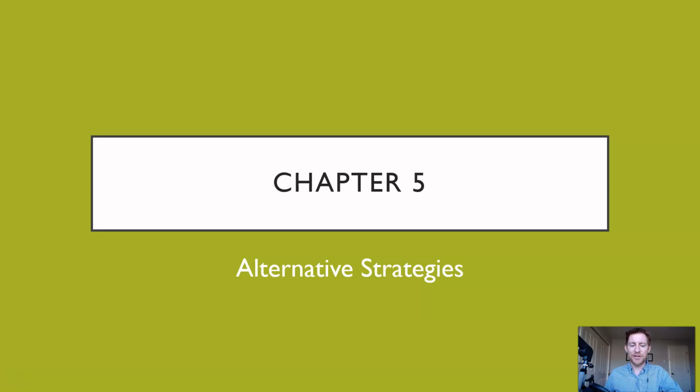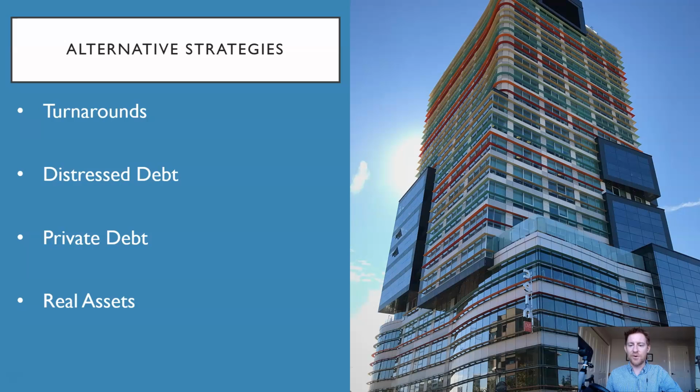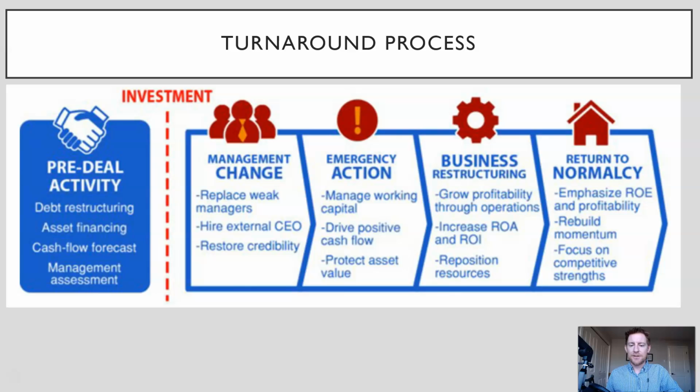So lastly, alternative strategies for private equity. The key ones are turnarounds, so buying companies that aren't doing well and turning them around, investing in distressed debt, doing private lending or private debt, and then investing in real assets. So turnarounds, this is the main process for turning around a struggling business.